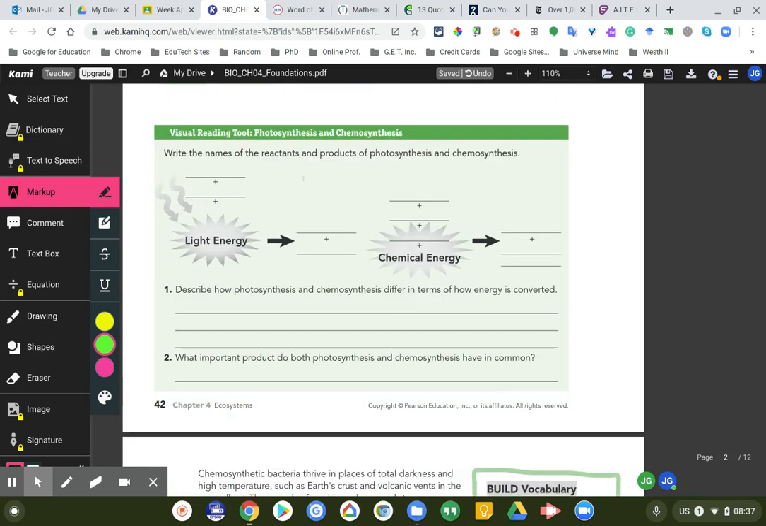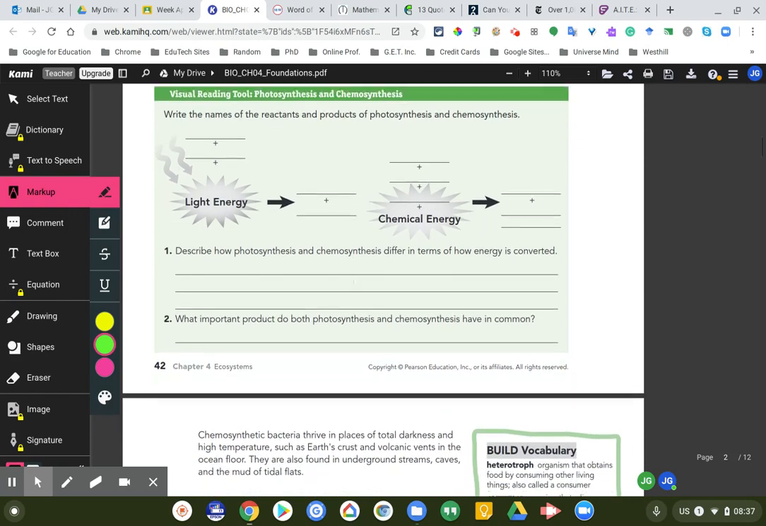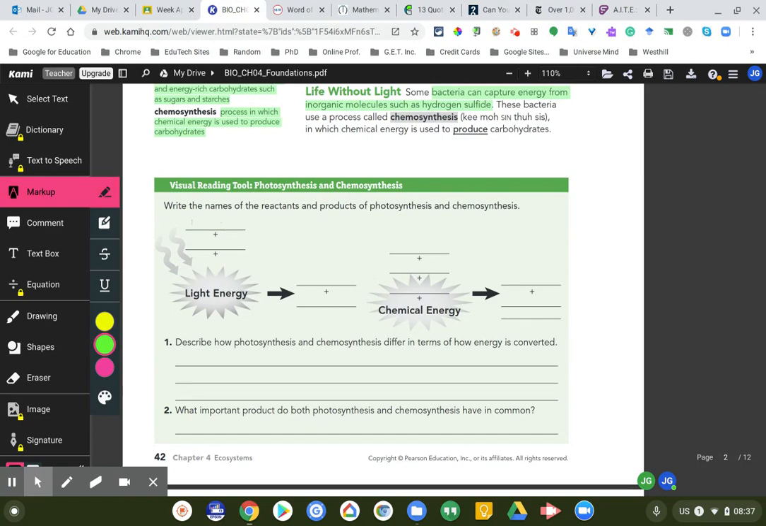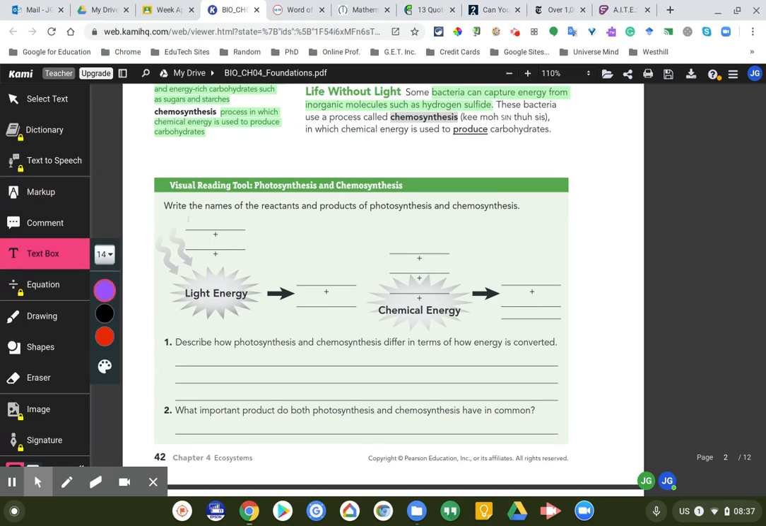Visual reading tool. Write the names of the reactants and products of photosynthesis and chemosynthesis. Well, we've actually already covered this in class this year, so we should pretty much know this, right? We have photosynthesis here, and they produce with light energy something, and then chemical energy over here, right? So we kind of know that from past parts of our class this year.